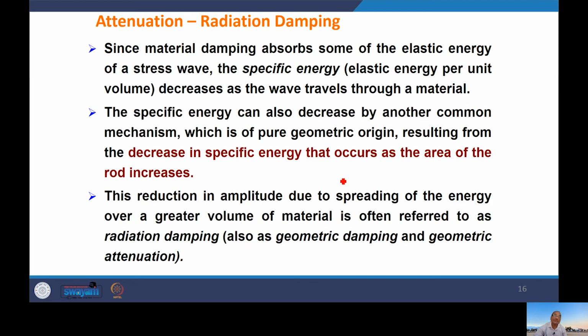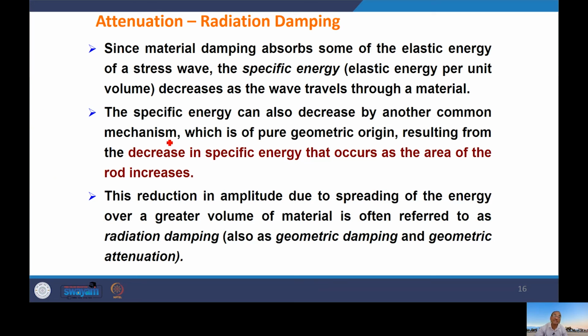Since the material's elastic energy of the stress field, the specific energy, which is nothing but elastic energy per unit volume, decreases as the waves travel through a material. So specific energy decreases as the waves travel through the material. The specific energy can also decrease by another common mechanism, which is of pure geometric origin, resulting from the decrease in specific energy that occurs as the area of the wave front increases.